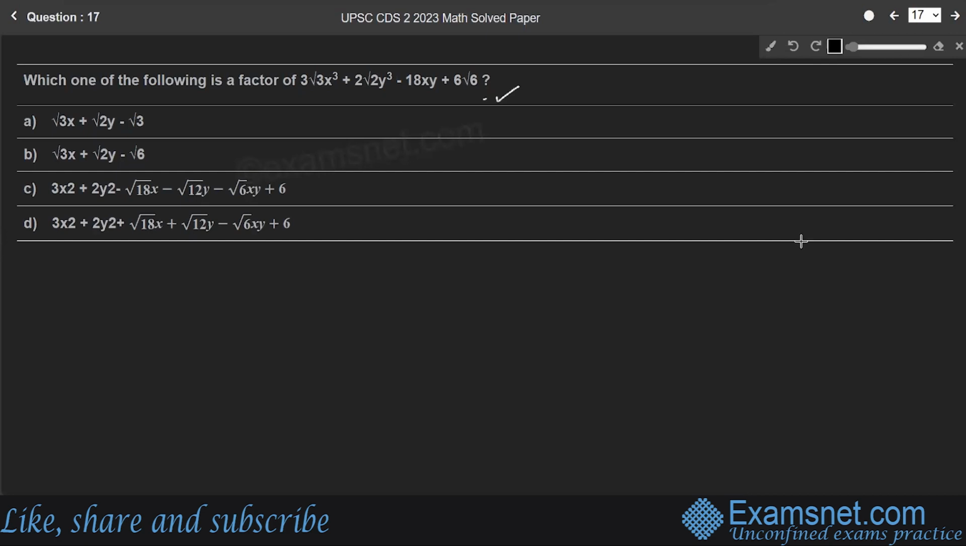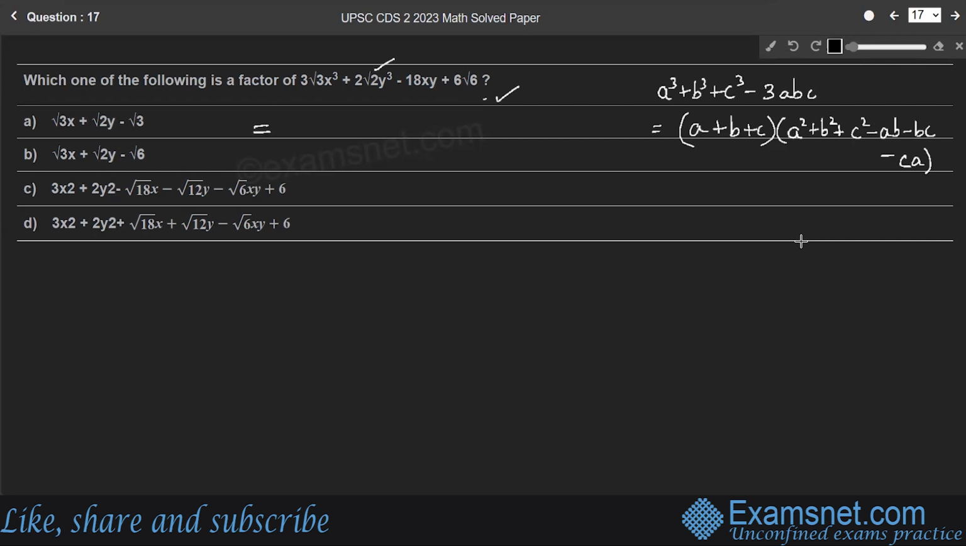Question 17. Which one of the following is a factor of 3 root 3 x cube plus 2 root 2 y cube minus 18xy plus 6 root 6? To solve this question, we are using the formula of a cube plus b cube plus c cube minus 3abc is equal to (a plus b plus c) into (a square plus b square plus c square minus ab minus bc minus ca). Right? So let us express the given expression in terms of a cube plus b cube plus c cube minus 3abc. Right? So very easy.